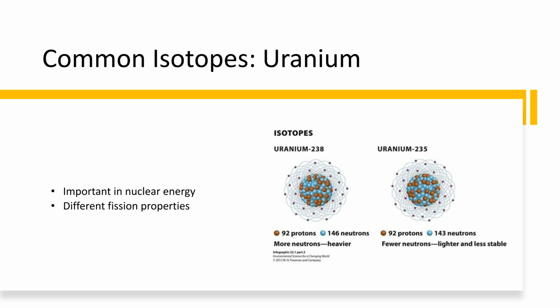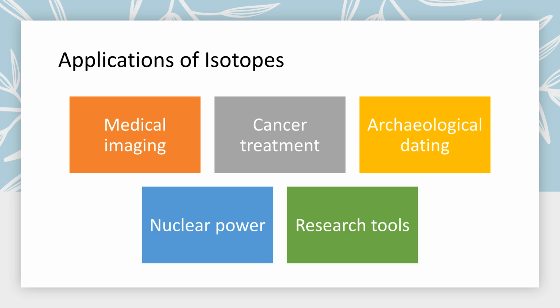Uranium-238 and uranium-235 are important isotopes for nuclear energy. They differ in the number of neutrons and exhibit different fission properties. Isotopes have various applications, including medical imaging, cancer treatment, archaeological dating, and nuclear power. They are also widely used as research tools.